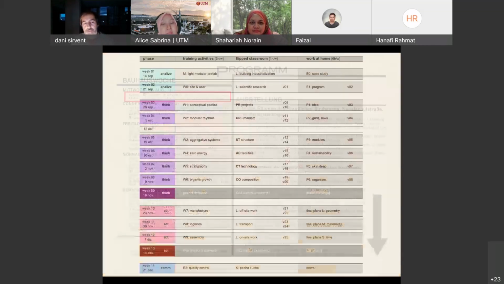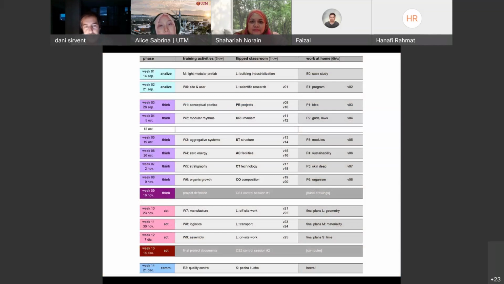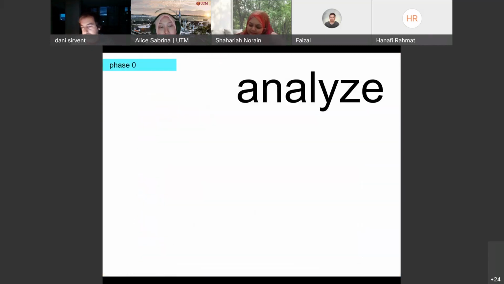So I developed this system. This is the semester program. We have 14 weeks, starting the 14th of September and finishing on 21st of December. So that means that today we are in week 10. And this planning is divided into four different steps.